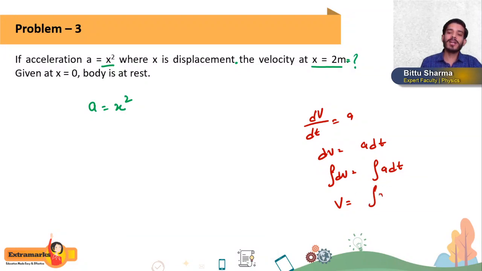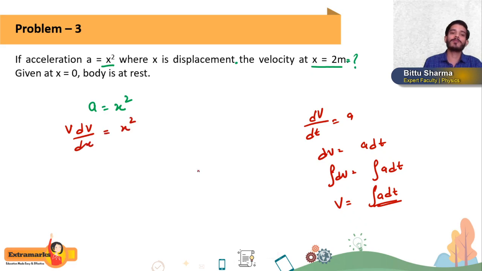So you can write velocity is equal to the integration of acceleration with respect to time. But here acceleration is given to us in terms of x square. So what value of a will we write? We will write a is equal to v into dv by dx is equal to x square. Now v dv is equal to x square dx. We shift dx to this side and integrate it.